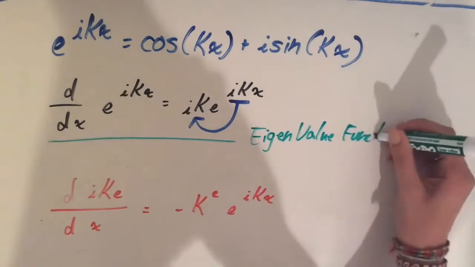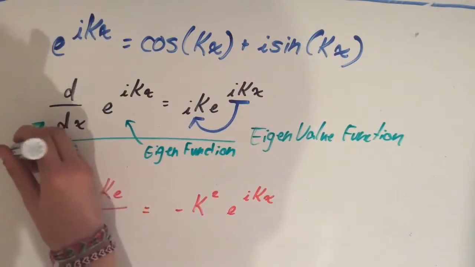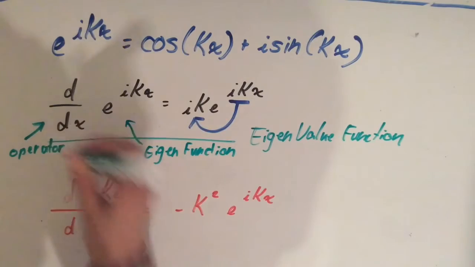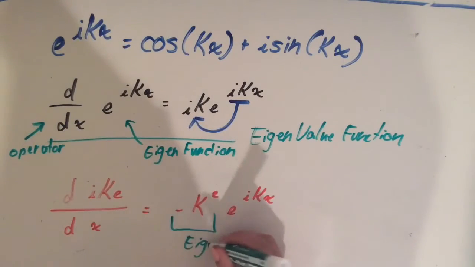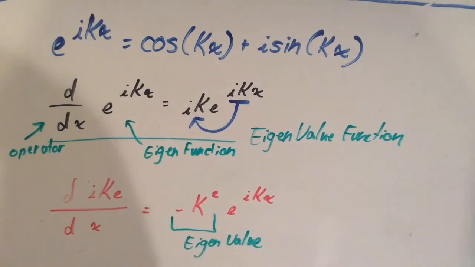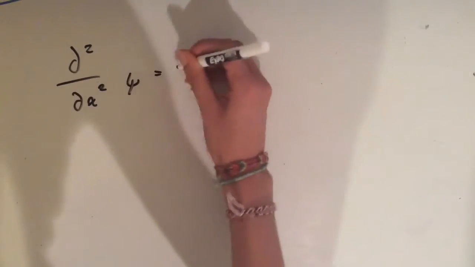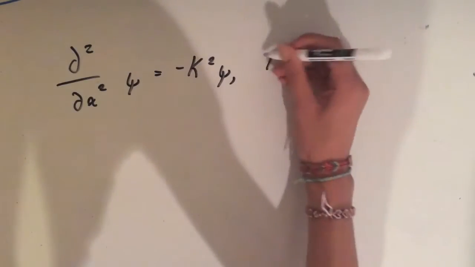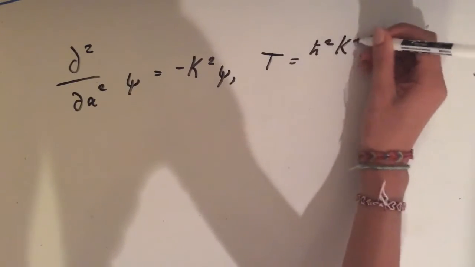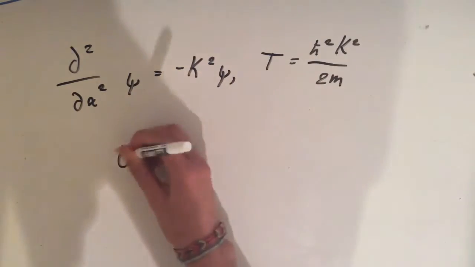This is an eigenvalue problem, where this is the eigenfunction and this is the operator. An operator just means that it acts on something. This extra part right here is the eigenvalue. Now, with what we know about kinetic energy, the wave function, operators, and eigenvalue functions, we can make an operator for kinetic energy. For now, let's just assume that there is no potential energy.